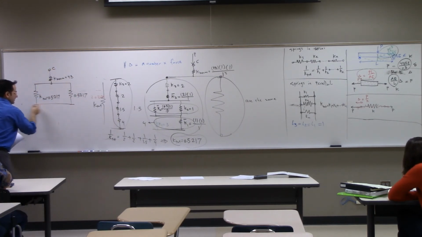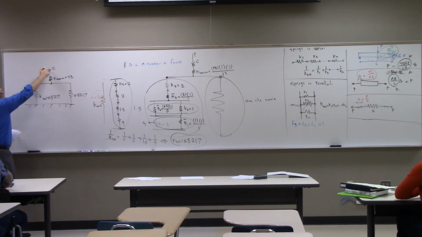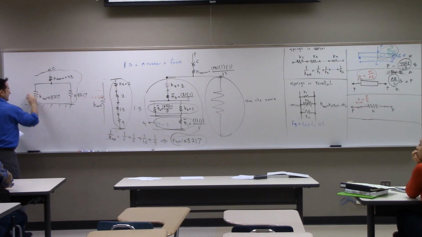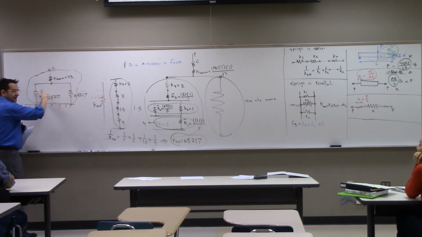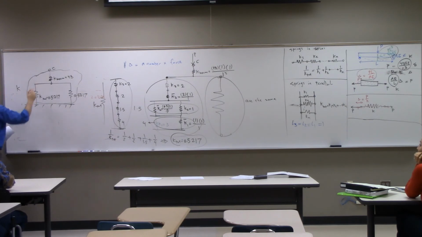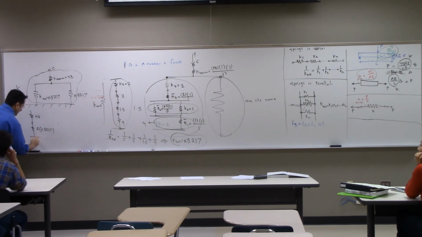Now what should I do? This is the ground, and this is point C. I need to replace these with just one spring constant. Before that, what can I do with these two? Add them together. So if I add them together, finally I can write 48 right here, and this is going to be twice 0.5217. And this is the force P at this point C. This is a more simplified version, right? Now finally, these are in series now.